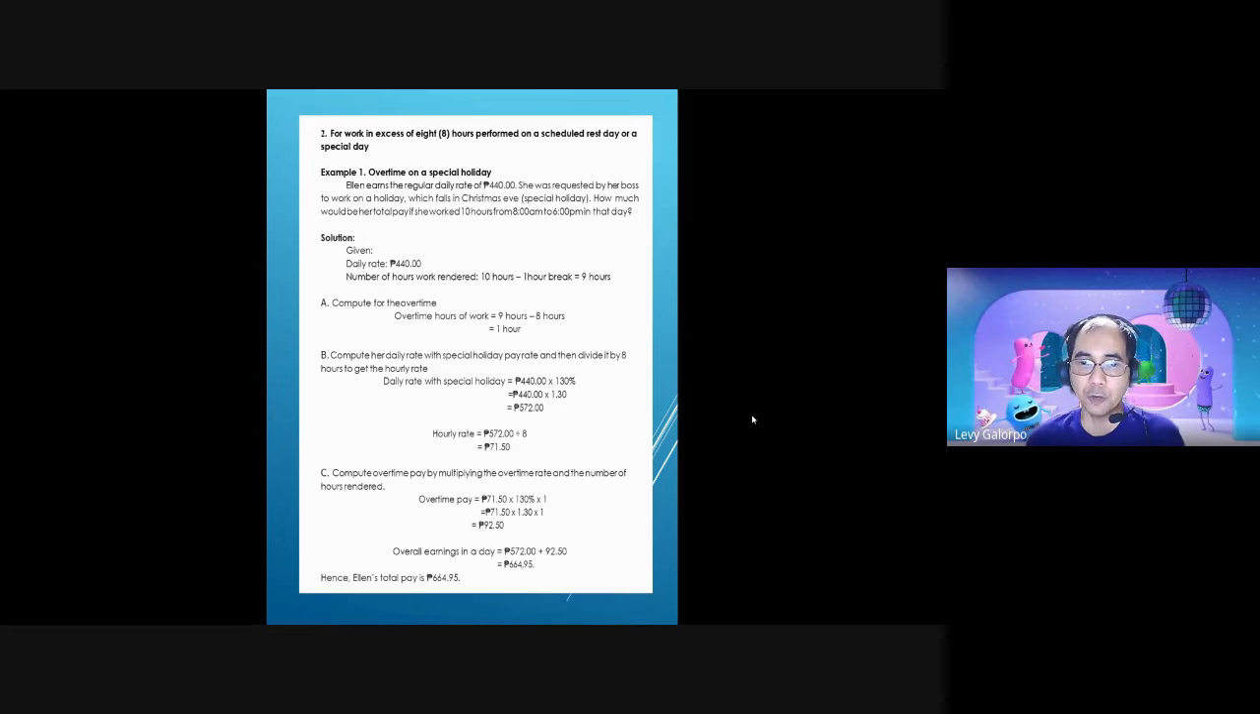Now, compute natin yung overtime by multiplying the overtime rate and the number of hours rendered. So, 71.50 times 130% is equals to 92.95. Overall earnings in a day, 572 plus yung 1 hour na overtime niya, 92.95, 664.95 ang kanyang total pay for that day.